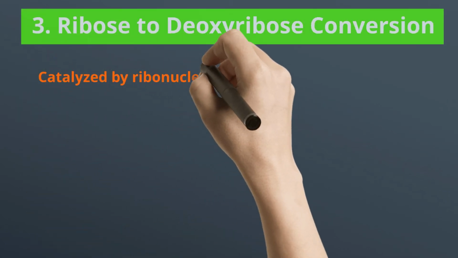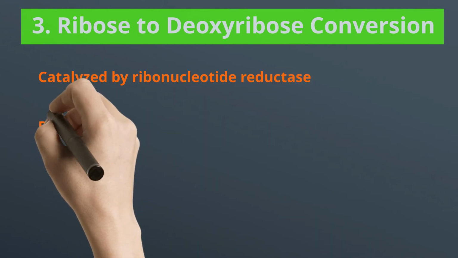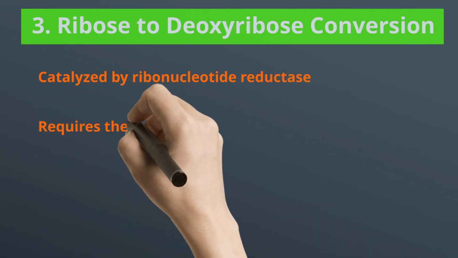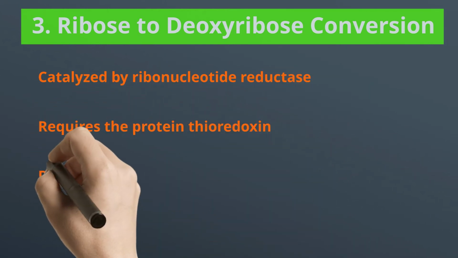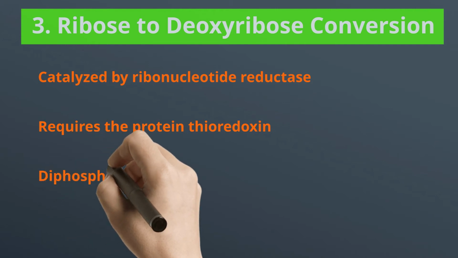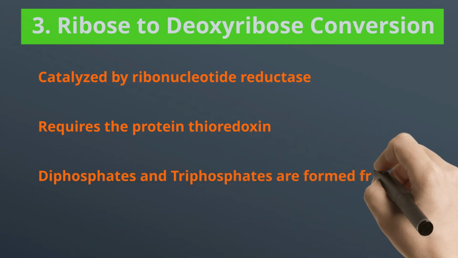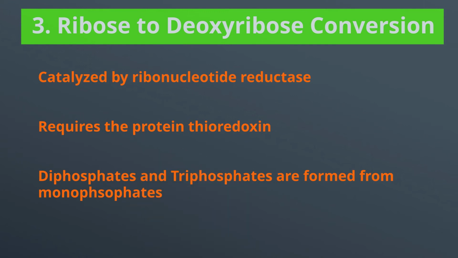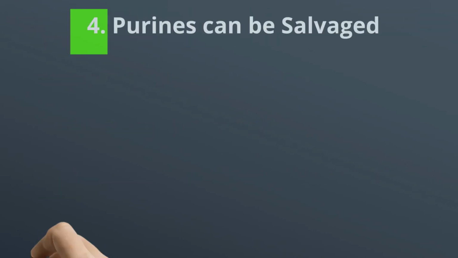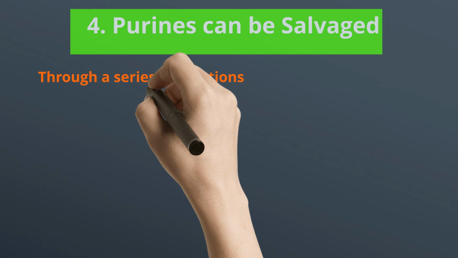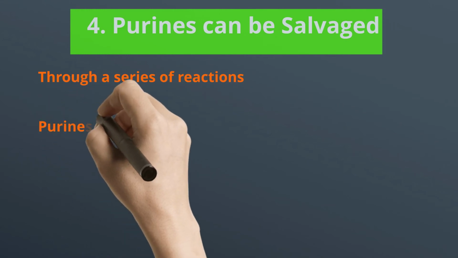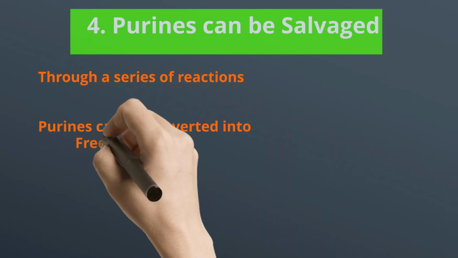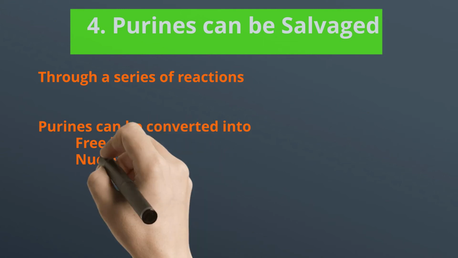The reduction of the ribose moiety to deoxyribose occurs at the diphosphate level and is catalyzed by ribonucleotide reductase, which requires the protein thioredoxin. After the diphosphates are phosphorylated, dATP and dGTP can be used for DNA synthesis. Purine bases can be salvaged and converted between free bases, nucleotides, and nucleosides by a series of reactions.